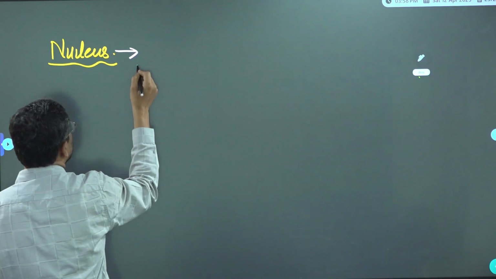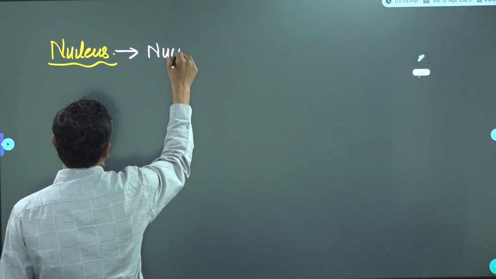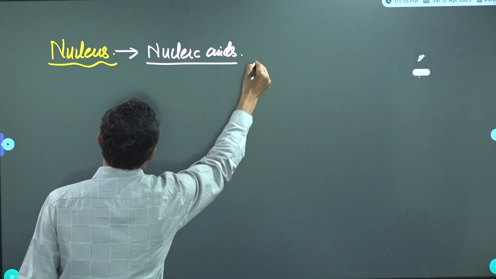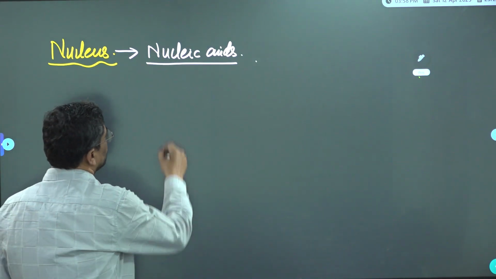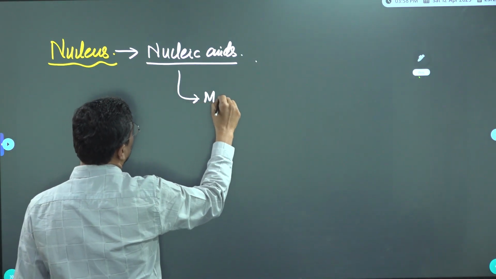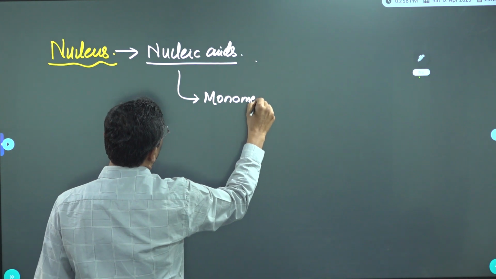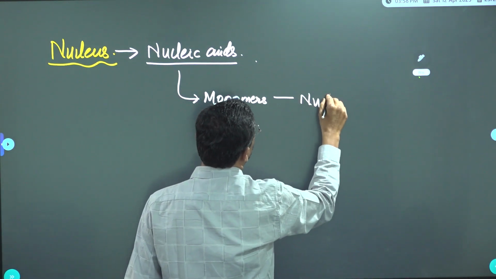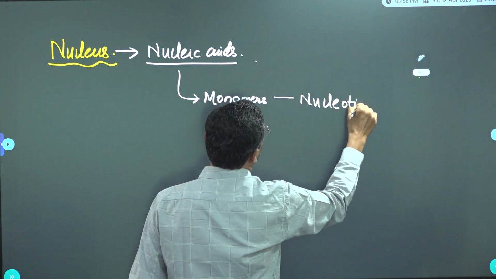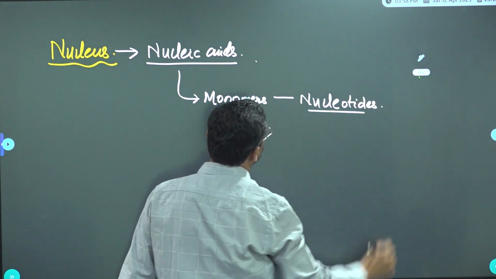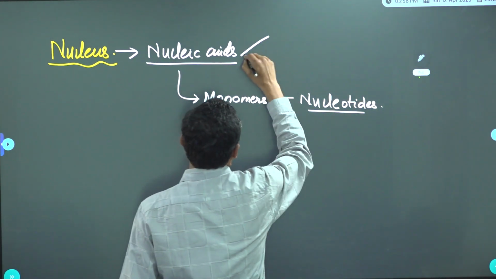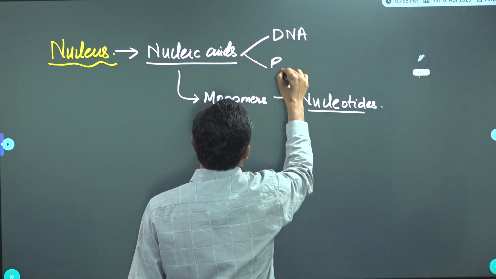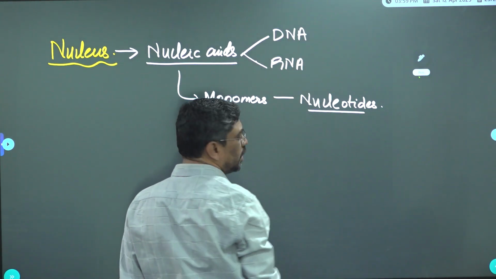there are some chemicals. These are called nucleic acids. The monomers of these nucleic acids are called nucleotides. There are two types of nucleic acids. They are DNA and RNA.